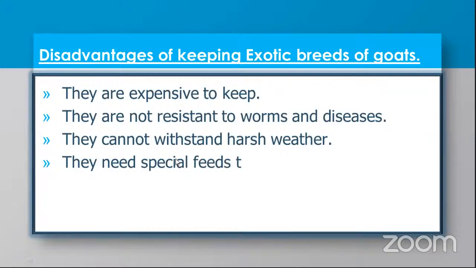Then the last but not least, they need special feeds to produce better products. Now, remember our local breeds, we say they feed on almost every type of vegetation. But the exotic breeds have special feeds that you give them. They are not just going to come and eat your banana peelings or the cassava peelings. You must have special feeds to give them so that they can produce better products. So these are some of the disadvantages of exotic breeds.